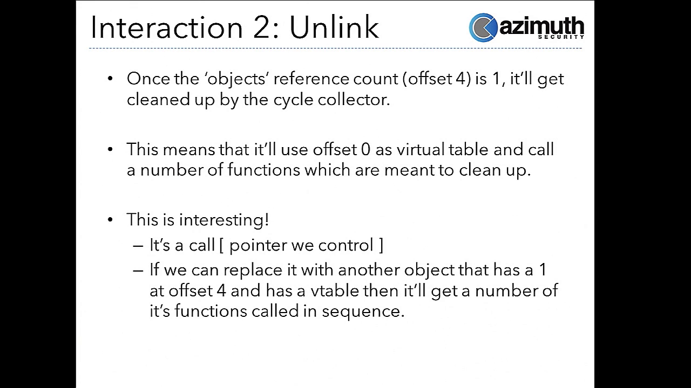And the second interaction is this unlink. Once this object or fake object reference count reaches 1, and the traverse happens, it gets cleaned up by the cycle collector, which means it calls a bunch of functions in our object's vtable. And this is very interesting because now we do have a call pointer we can control. But more importantly, we can replace it with another object that has a 1 at its offset 4, and it has a vtable at offset 0.